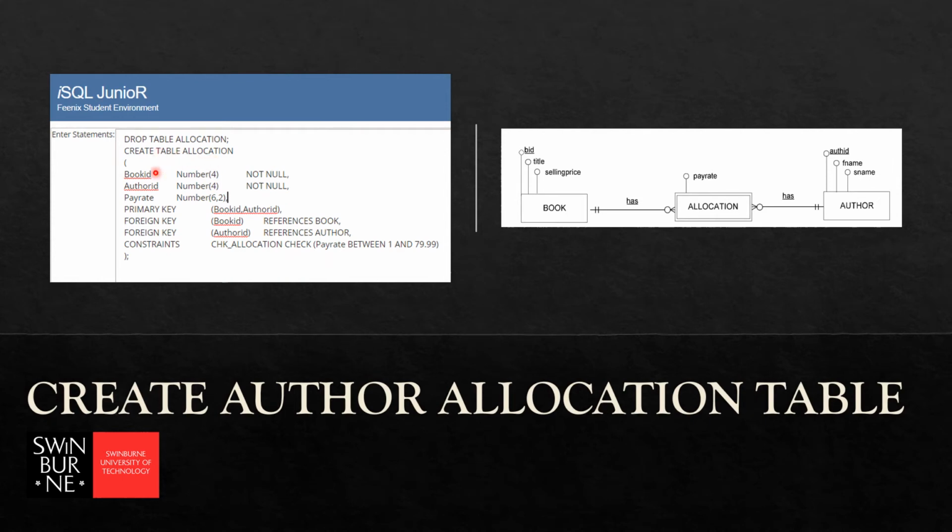This is how we create the weak entity allocation. It has book ID, author ID, and pay rate as column names, and data types. We use the not null keyword on book ID and author ID. After that, we use primary key as book ID and author ID. Then foreign key as book ID references book and author ID references author. Finally, we use a check constraint as pay rate between 1 and 79.99.